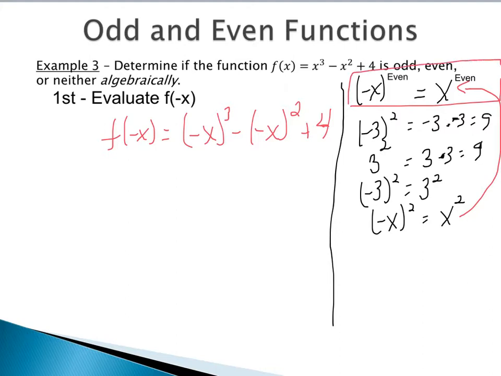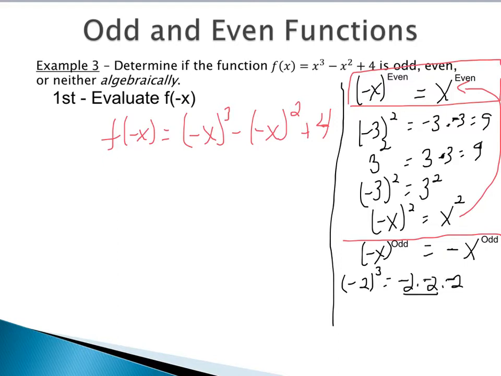Looking at our odd power, if we have negative x to an odd power, that's going to equal negative on the outside x to that same odd power. So for example, let's do negative 2 to the third. So negative 2 to the third would be negative 2 times negative 2 times negative 2. Well, negative 2 times negative 2 is positive 4. 4 times negative 2 is going to be negative 8. If I just did positive 2 to the third, it would be 2 times 2 times 2, which would be positive 8. Now, these are not equal like we had with the even exponent.